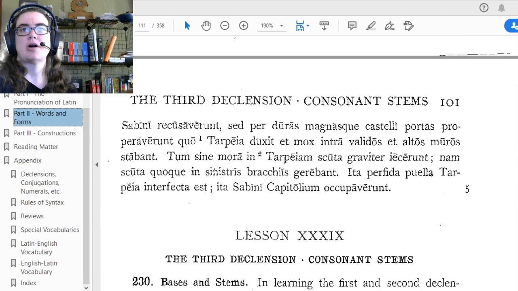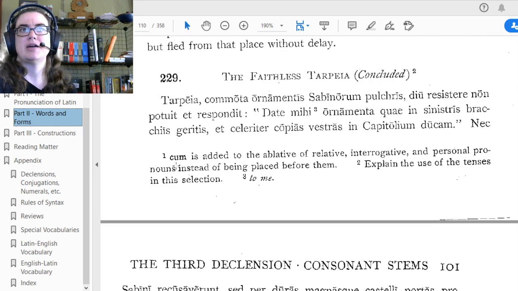So let's figure out what Tarpeia decided to do, and then we can end. Tarpeia, commota ornamentis Sabinorum pulchris, diu resistere non potuit, et respondit, date mihi ornamenta quae in sinistris brachiis geritis, et celeriter copias vestras in Capitolium ducam.